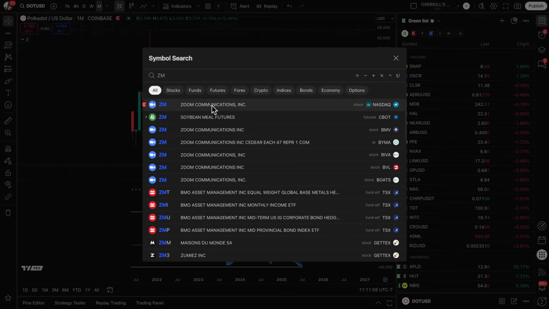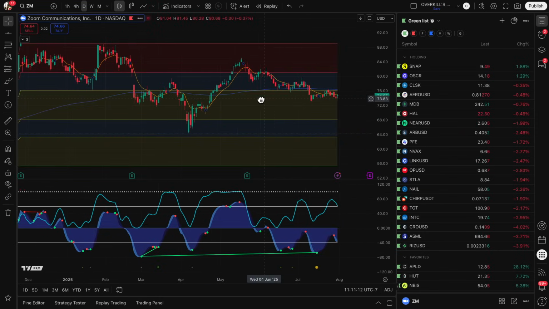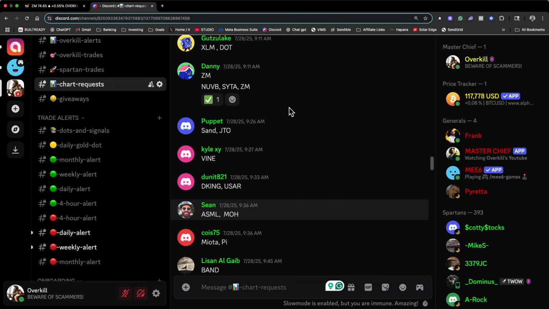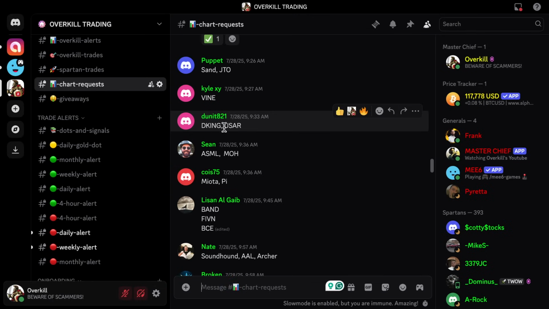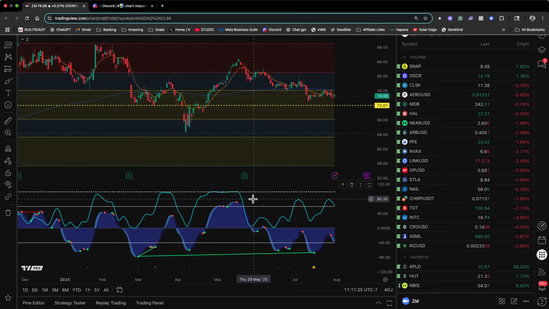Zoom is red on the monthly. So that one really needs to hold on to 72 here. 72 is going to be a big level there for Zoom. But it is red on the monthly, so be very careful. Covered that.